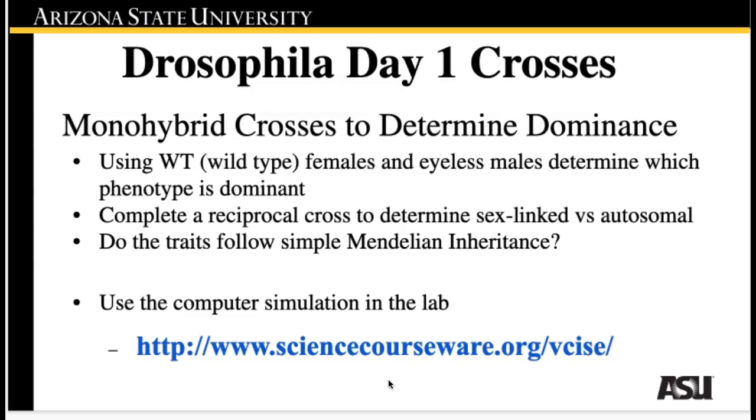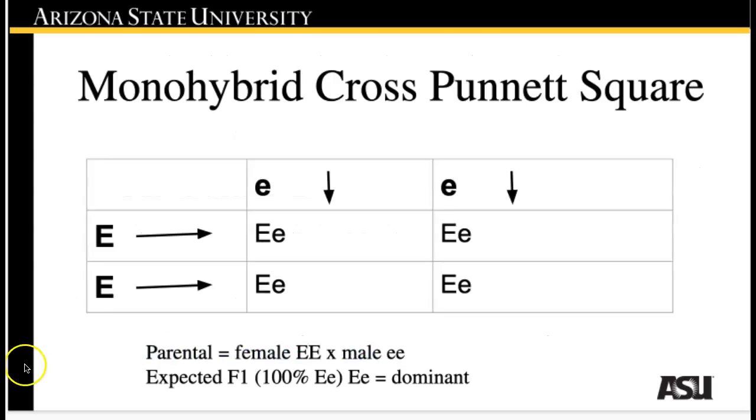5 weeks. So using a wild type female fly and an eyeless male fly, you will determine which phenotype is dominant. Then you will complete a reciprocal cross to determine if it's sex-linked or autosomal. And then you will answer the question, does it follow simple Mendelian inheritance? Make sure you answer all the in-lab questions.